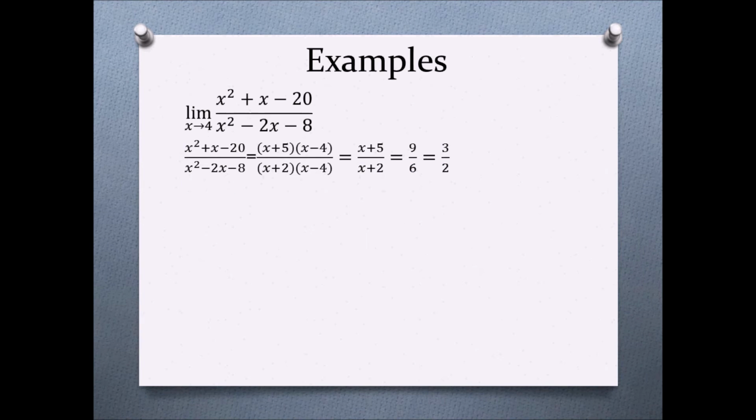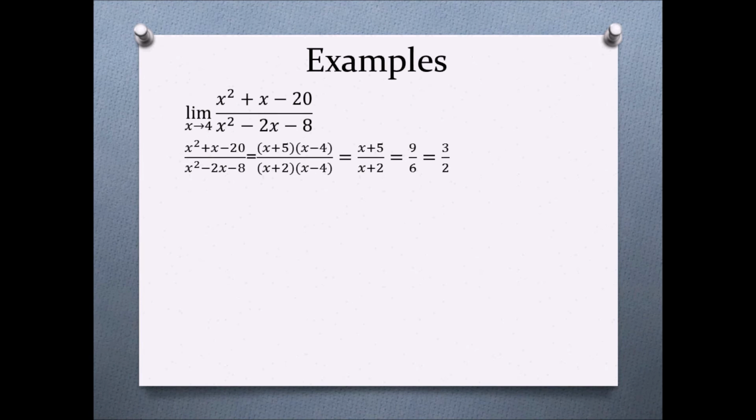Here you would actually factor both the numerator and the denominator. If you factor out both the numerator and denominator, you should get this. Now cancel out the quantities of x minus 4, and you get x plus 5 over x plus 2. Now substitute 4 in, you get 9 over 6. Simplify, you should get 3 over 2.